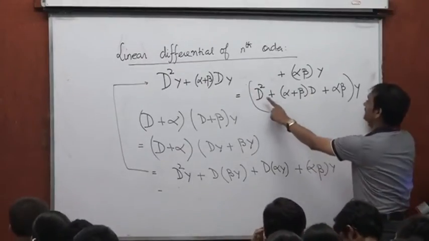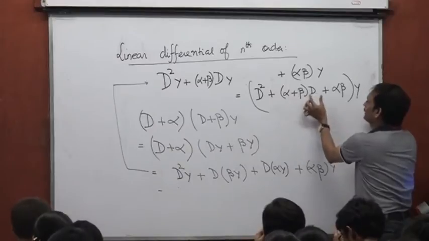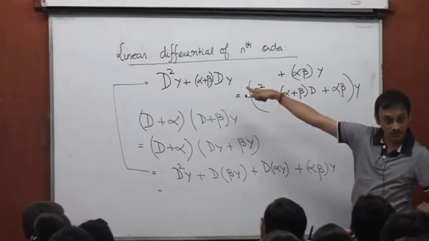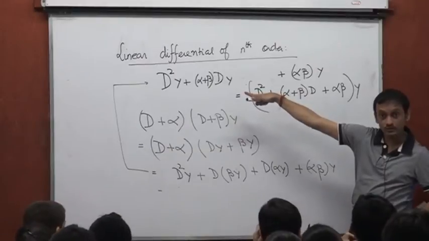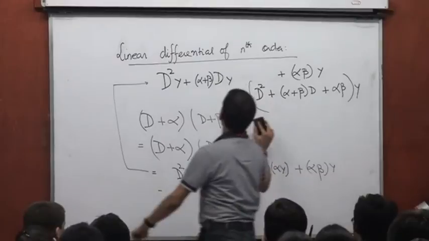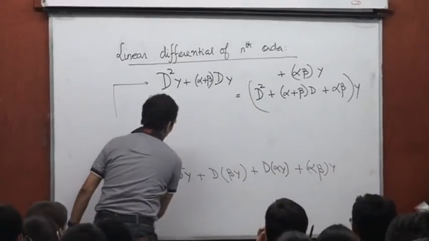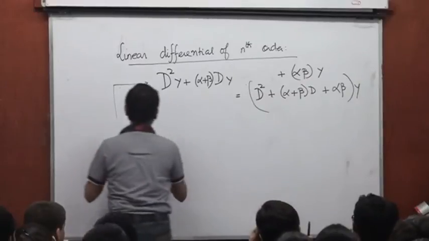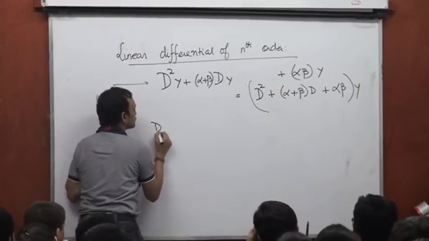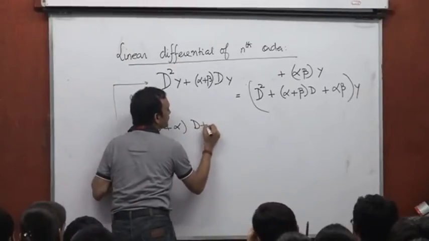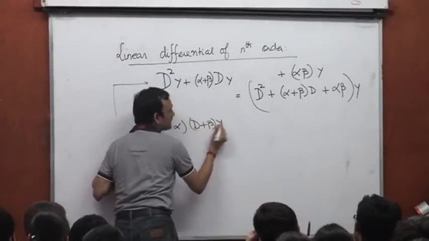Realize that this would give me D squared acting on y plus alpha plus beta into D acting on y plus alpha beta y, which is what this expression is, right? Now what this brings to us is the following. D plus alpha acting on D plus beta into y. D plus beta acting on y.